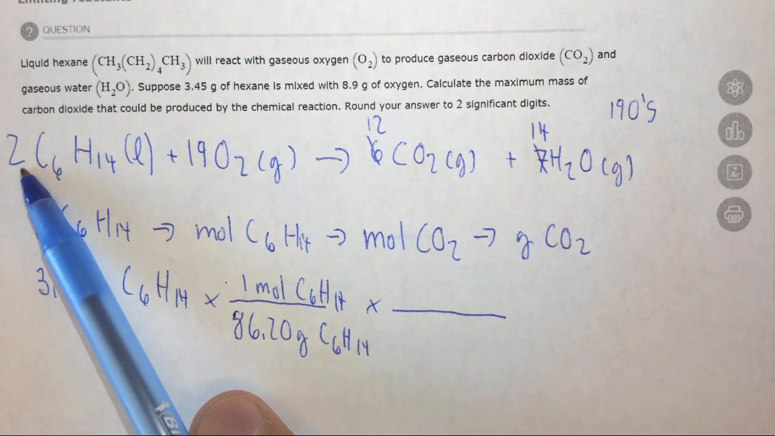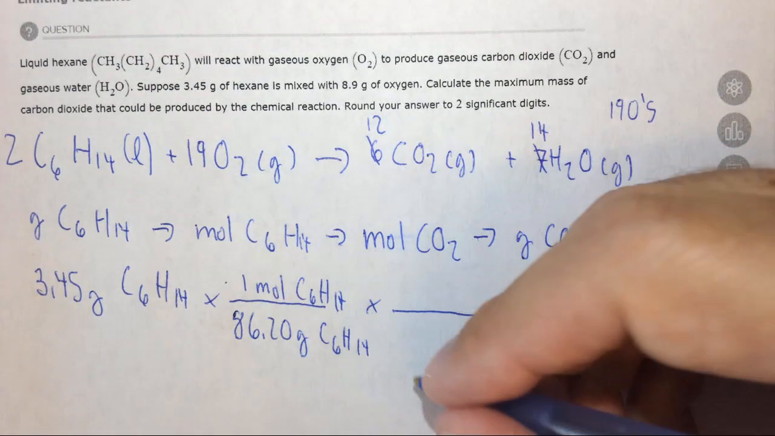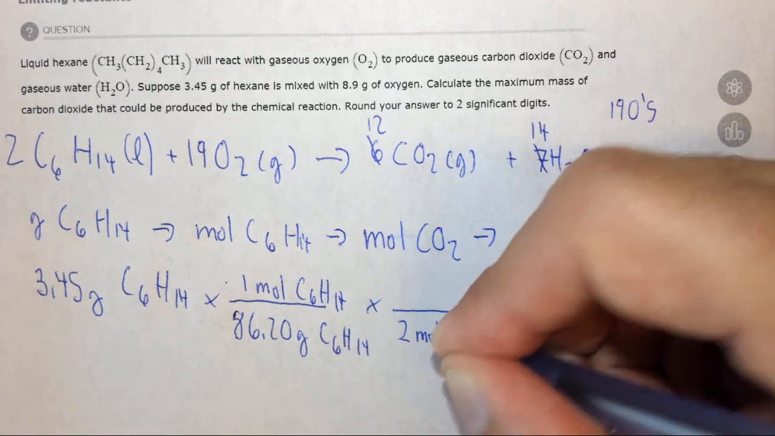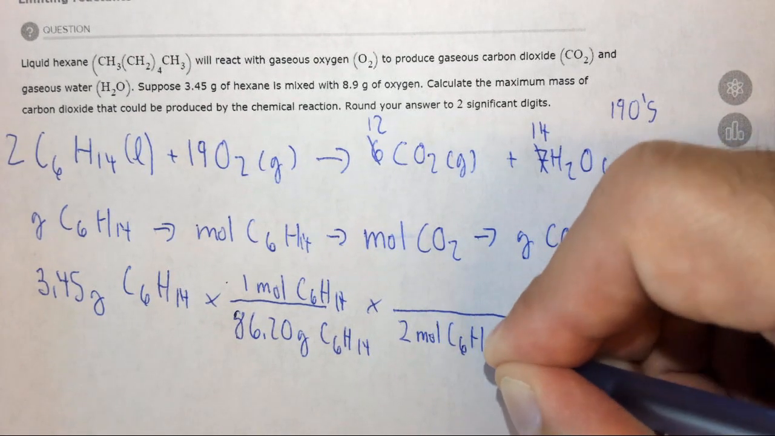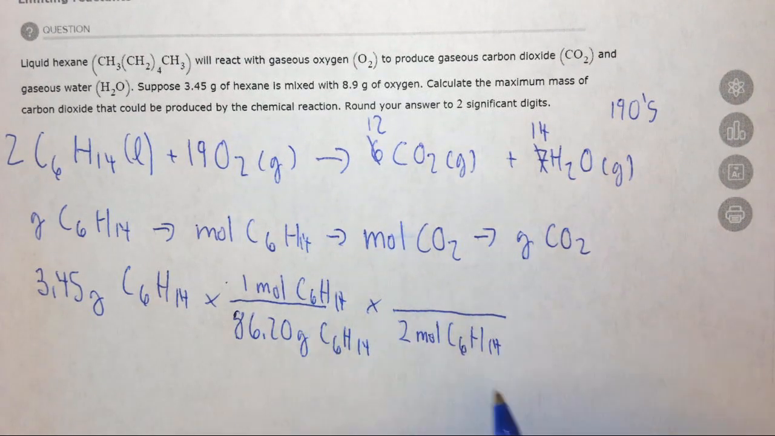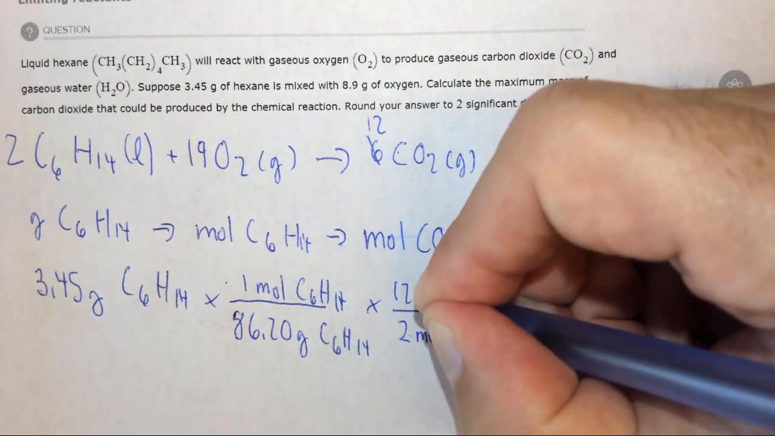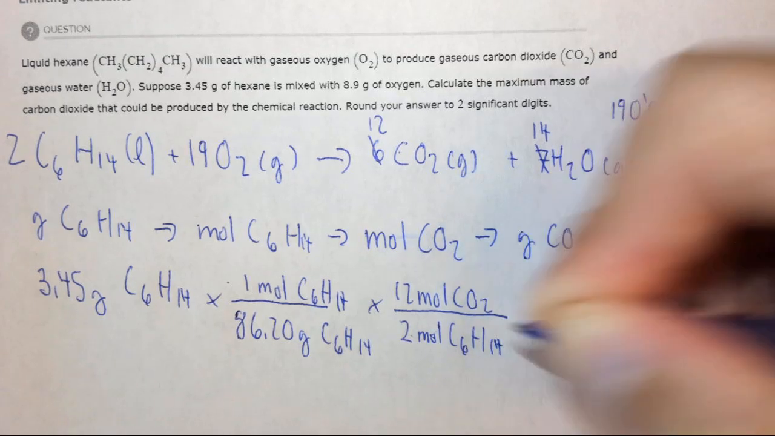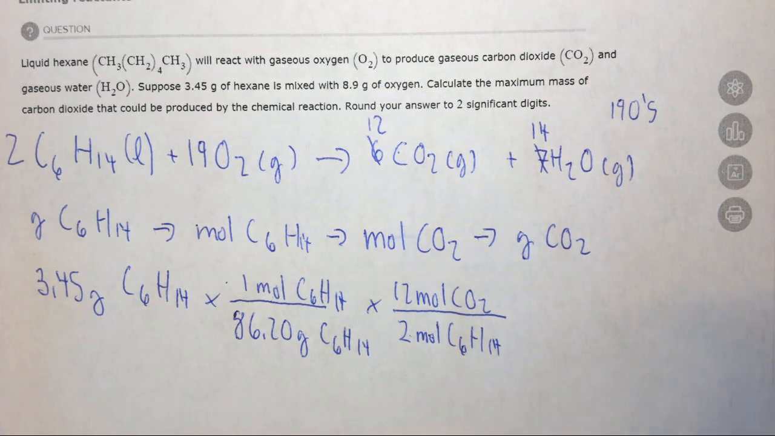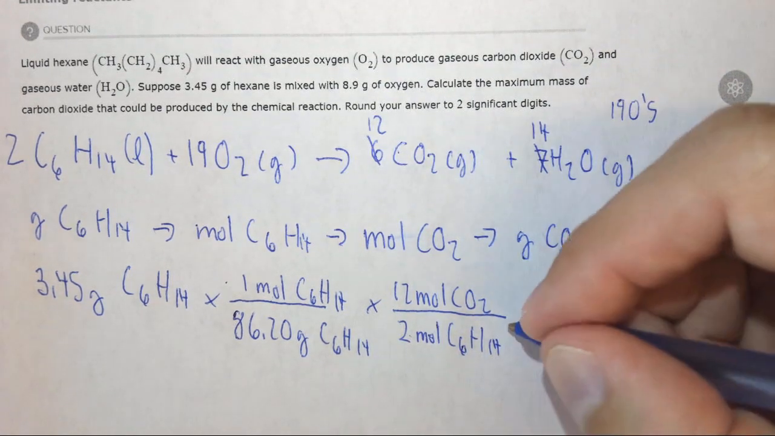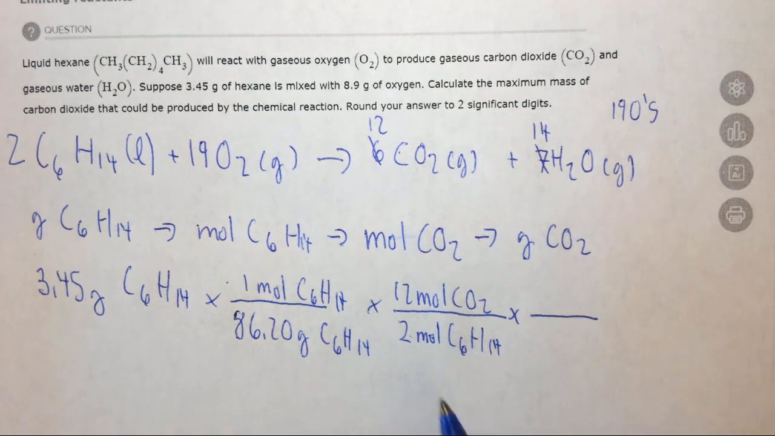So here I see there are 2 moles of hexane. I want moles of hexane to cancel out, so I put 2 moles of C6H14 on the bottom. Notice how I'm labeling everything so I can know what's going to cancel out. And then on top, 12 moles of CO2, because I'm trying to figure out how much CO2 I can make. So I label everything.